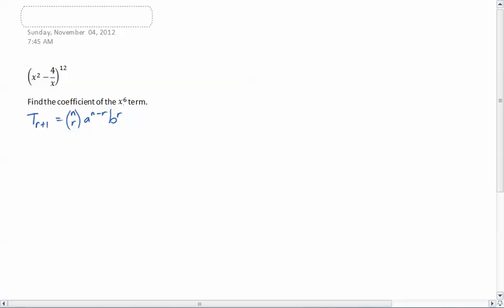Find the coefficient of the x to the 6th term. So our first priority needs to be which term has x to the 6th in it. Now this becomes a little bit difficult because you've got an x squared here and you've got an x on the bottom there. So it's not just as simple as saying, well, when the exponent here is 3, that would be x squared to the 3rd power, which would be the x to the 6th. It's not quite that easy because you are dividing by things as well.